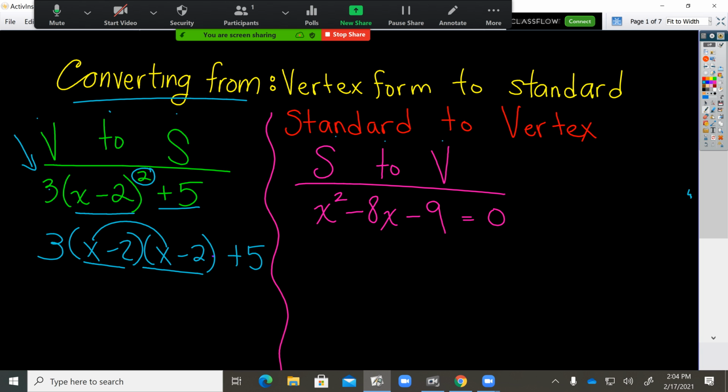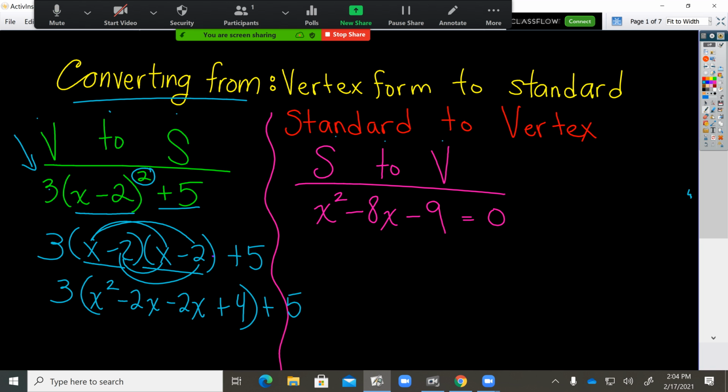So x times x is x to the second power. X times negative 2 is negative 2x. Now we distribute the negative 2. Negative 2 times x is negative 2x, and negative 2 times negative 2 is positive 4. Now don't bring down that 5 next to it yet until you put the parentheses so you don't make a mistake. Before I add the 5 into the mix, I have to distribute the 3.